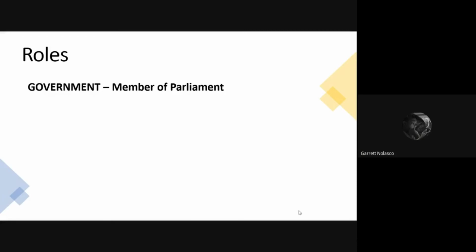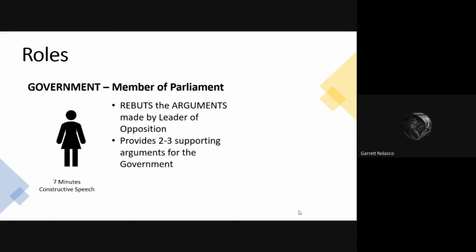The next one, the second speaker of the government side. What's the role of this person? If you are assigned to give this 7 minute constructive speech, your very first role is to rebut the arguments of the leader of the opposition. Right there and then, the first speaker no longer has the opportunity to debunk the argument of the first speaker of the opposition, since his or her time has already expired.